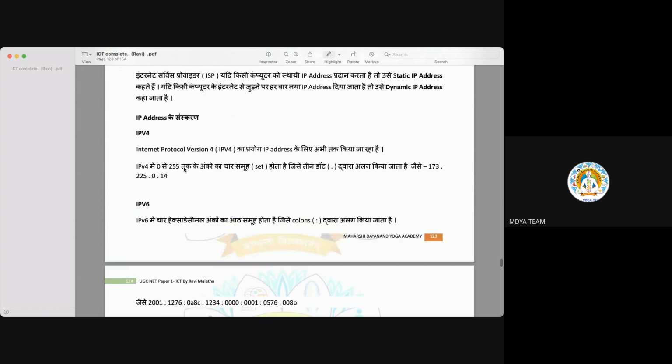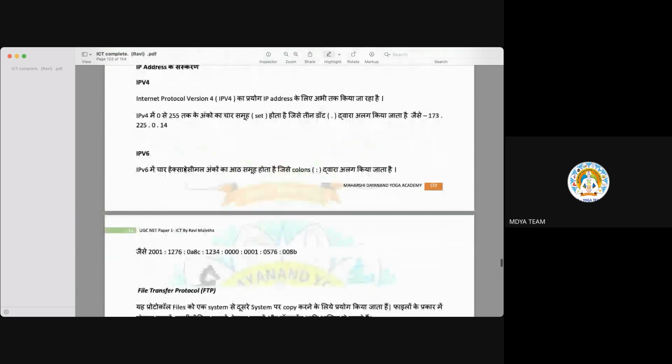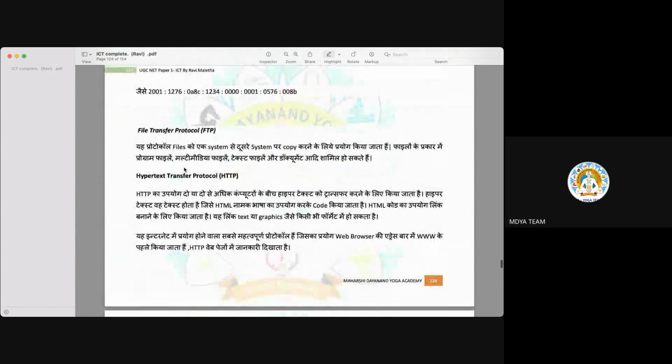So for that we need some protocol, like file transfer protocol or HTTP, which is hypertext transfer protocol.